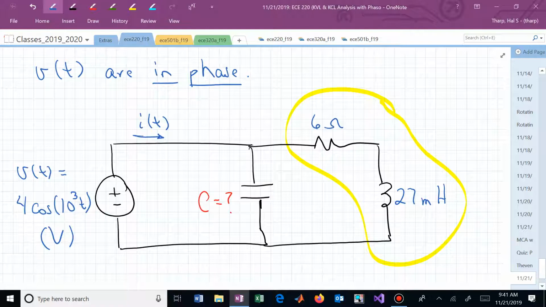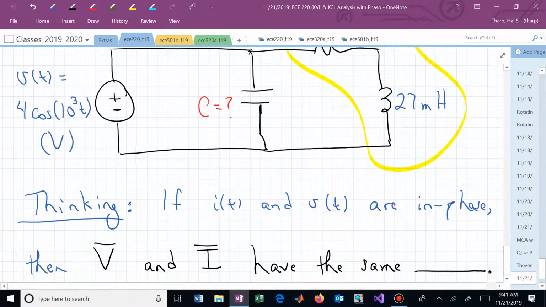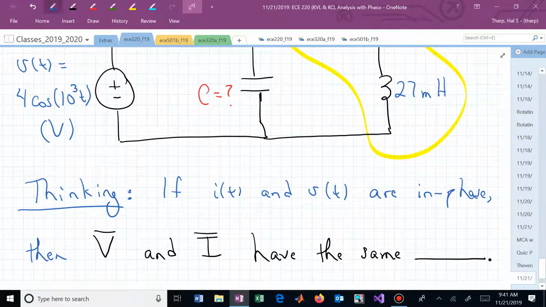Before we do that, let me just make sure we're all on the same page. If I of t and v of t, those time domain sinusoids, are in phase, then what can we say about the phasors? Do they have the same amplitude? Not necessarily. They could, but what do they share? If I and v are in phase, that means that our sinusoids are aligned. The peaks and valleys are at the same instant of time in sinusoidal steady state.